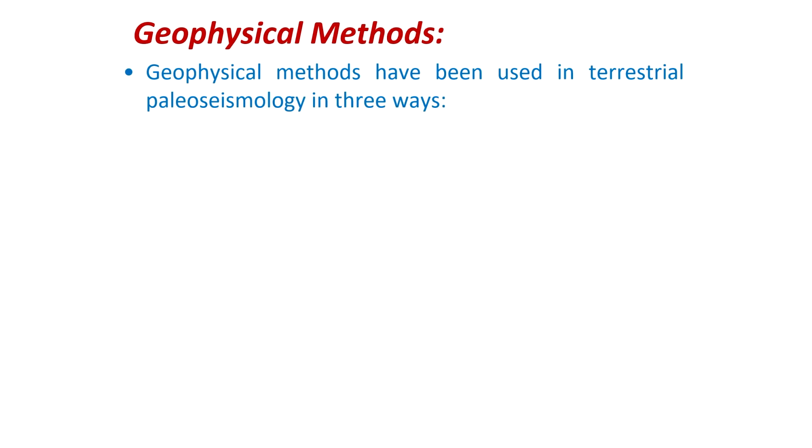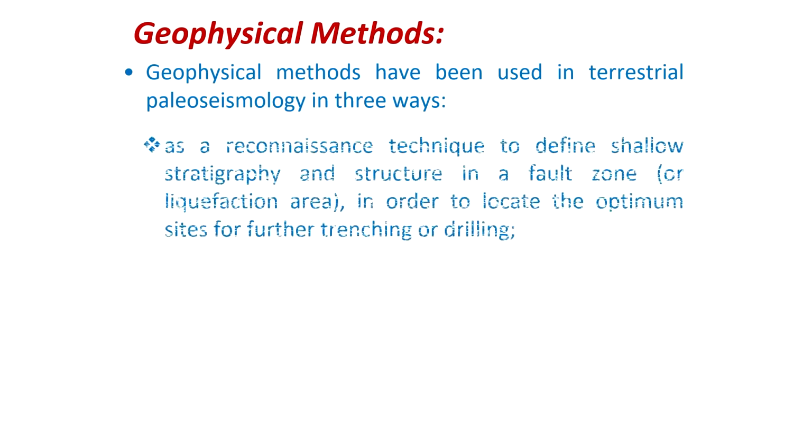So, geophysical methods have been used in terrestrial paleoseismology in 3 ways: as a reconnaissance technique to define shallow stratigraphy and structure, and this is the structure, we are not talking about the civil structure, but the geological structures in the fault zone area, or even we can identify the liquefaction. Now, liquefaction I have briefly mentioned somewhere in the beginning, but we have a separate lecture on this.